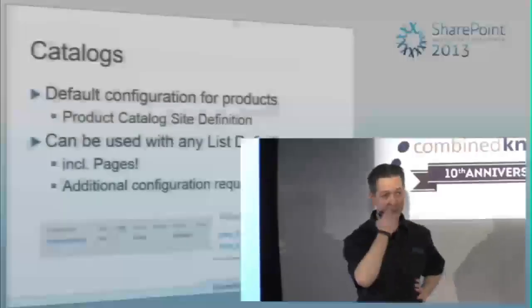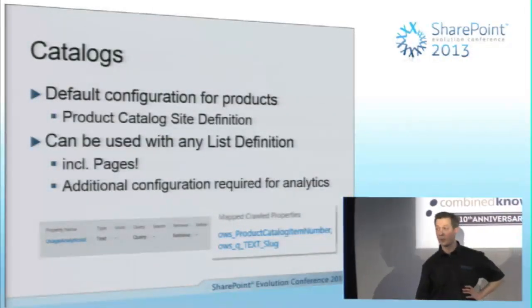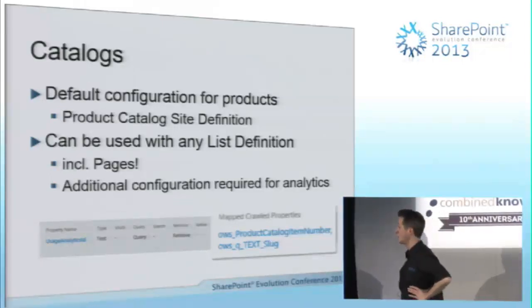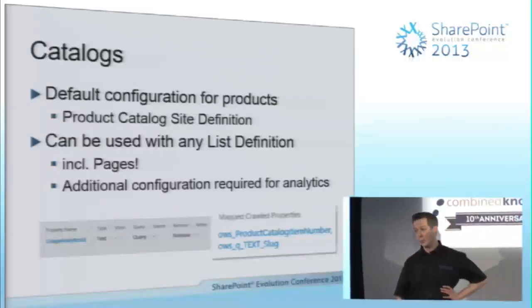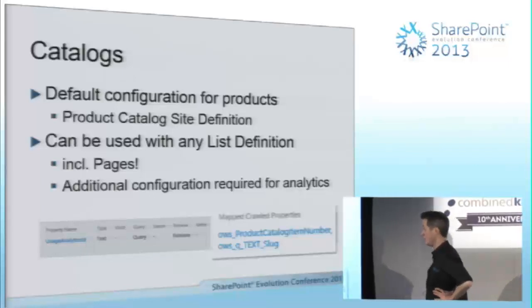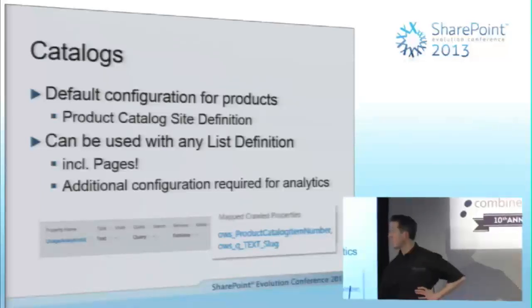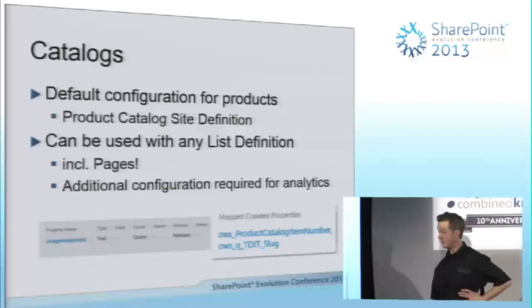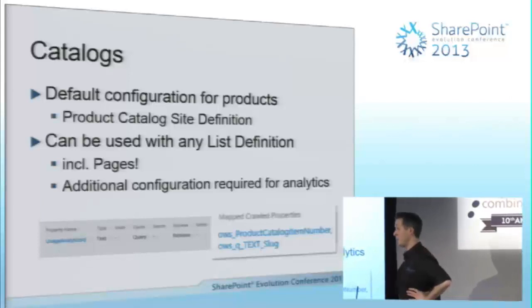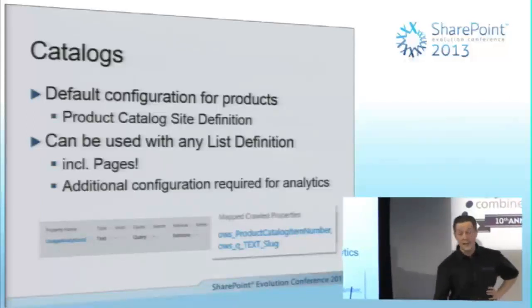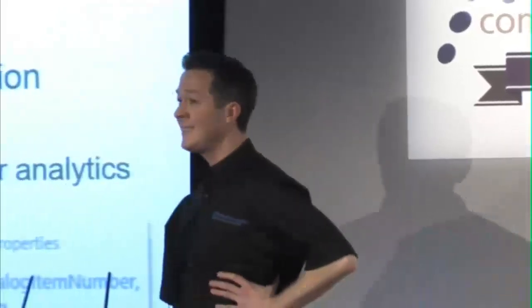So when you look at catalogs as they look out of the box, you might think, well, that's for products, I'm not building an e-commerce site. And this has in part to do with the fact that out of the box, there is the product catalog site definition available for creating site collections. The reality is that we can use any site definition for it. Additionally, the product catalog site definition also comes with the product catalogs list. Guess what? We don't have to use that either. In fact, every list and library in our farm can be published as a catalog. And this includes the pages list, which is very, very awesome if you look for cross-site publishing of pages.